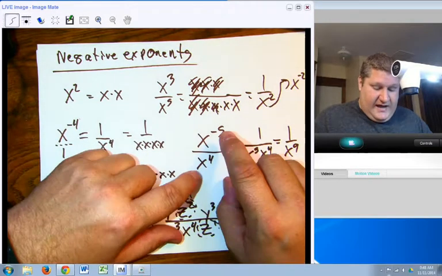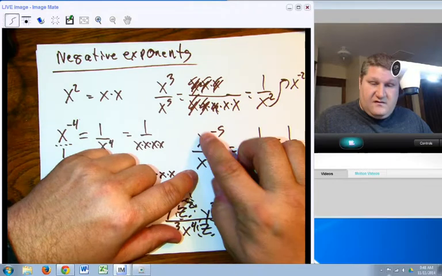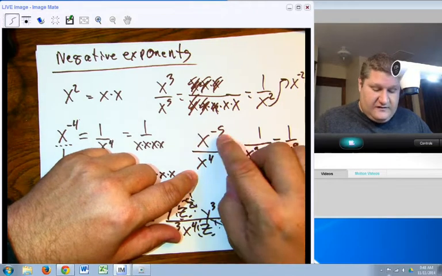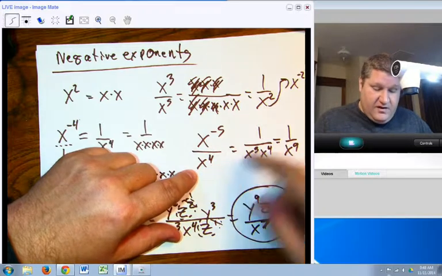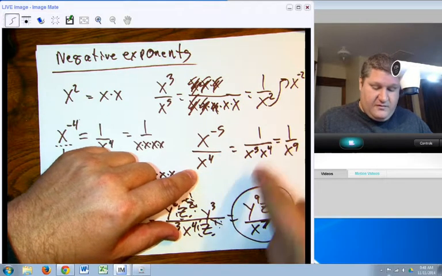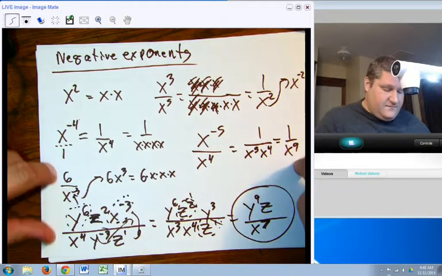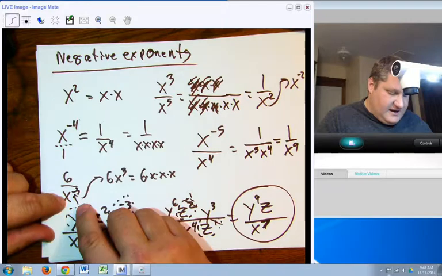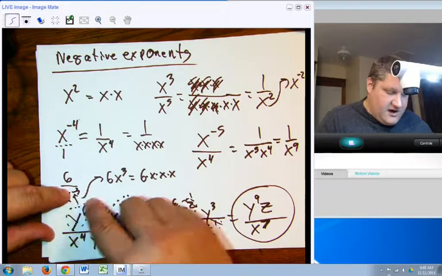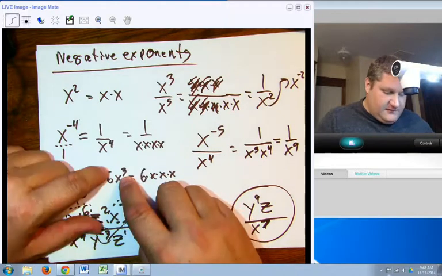Now, if I had something like this, where I have x's in both places, this one says I need to go to the bottom because it's negative. This one seems fine right where it's at. So when we regroup them, we can come up with 1 over x to the ninth. Down here, if I have 6 over x to the negative third, that negative third means I'm in the wrong spot. Move to the top, get this.